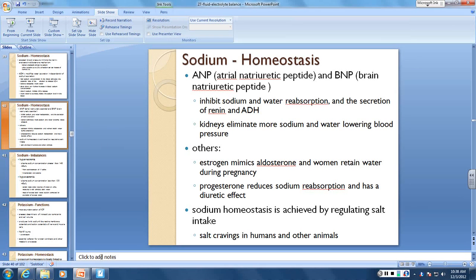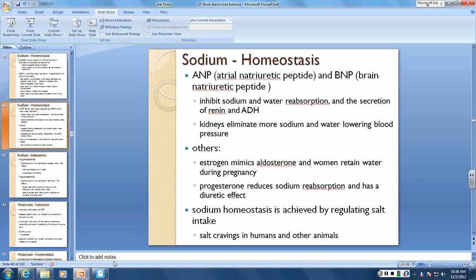And when you all get to nursing, this is what hurts a lot of people, fluid electrolyte balance. So try to at least make sense of this before you get to that point. Okay, secretion of renin and ADH are also involved there.